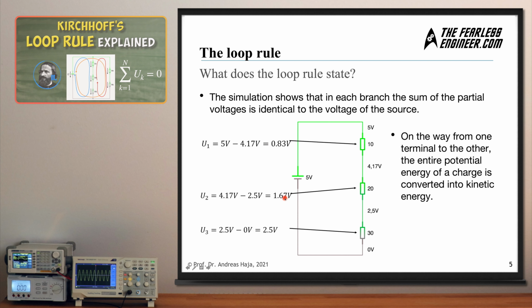On the second resistor, we have a voltage drop of 1.67 volts. And finally, on the last one, we have 2.5 volts. And if you compute the sum of these voltage drops, then you arrive at an overall voltage drop of 5 volts. So on the way from one terminal to the other, the entire potential energy of a charge is converted into other forms of energy. This might be kinetic energy, but can also be heat, which is generated when traversing a resistor here. So the entire potential energy is converted into other forms.